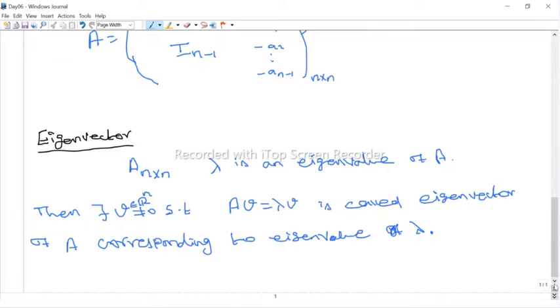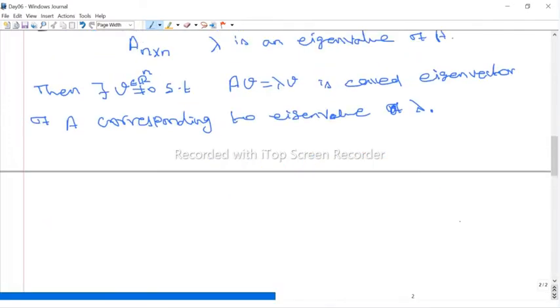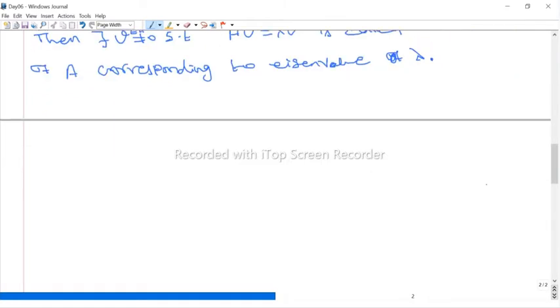So how to find this eigenvector? An eigenvector means it satisfies the equation AV equals lambda times V. So we have to find such a V. We know lambda, we know A. So how to find this V? Suppose V exists. That means V satisfies the condition AV equals lambda V, and this V should be non-zero.